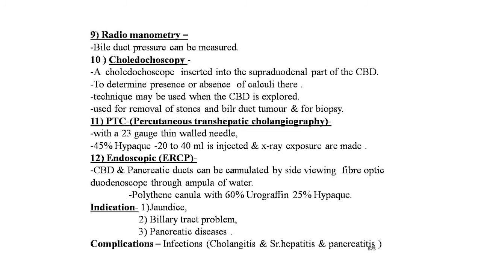PTC, percutaneous transhepatic cholangiography. With a 23 gauge thin walled needle, 45% Hepatic, 20 to 40 ml is injected and X-ray exposures are made. Next investigation is endoscopic, that is the ERCP, endoscopic retrograde cholangiopancreatography. The CBD and pancreatic ducts can be cannulated by a side viewing fiber optic duodenoscope through the ampulla of Vater. A polythene cannula with 60% Urografin, 25% Hepatic is used.